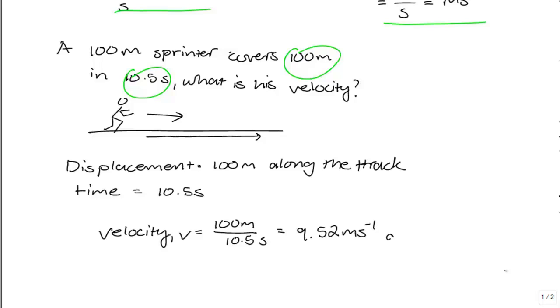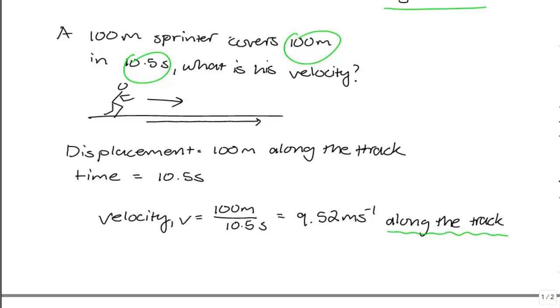Why is this important? Because speed is a scalar, but velocity, which we just calculated, is a vector quantity. So this last part, the direction along which the sprinter was traveling, is very important. There's a key thing for you to note. Displacement and velocity share a common direction.